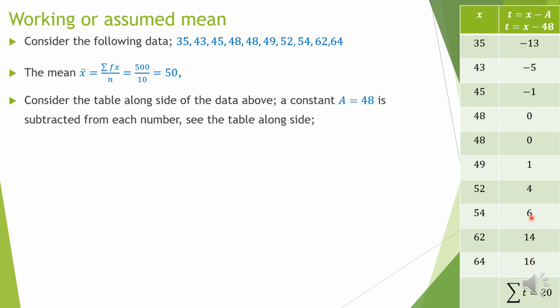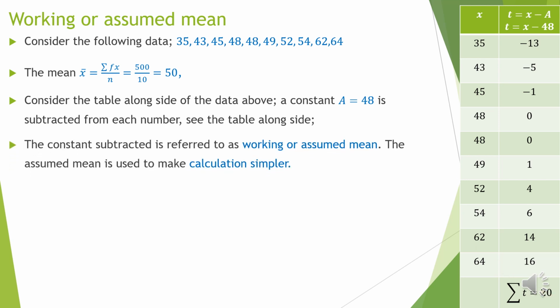Then, because the frequency is 1, it won't change anything, I then sum this one across: negative 13 plus negative 5 plus negative 3 plus 0 plus 0 plus 1 plus 4 plus 6 plus 14 plus 16. I'm getting the summation of ft to be 20. The constant that we have subtracted is referred to as the working or assumed mean. Now, the assumed mean is used mostly to make our calculation simpler.